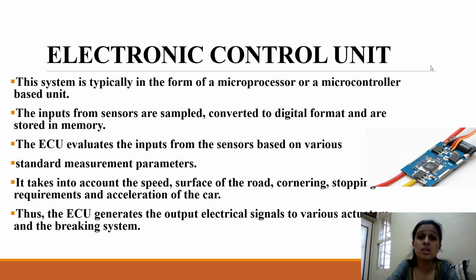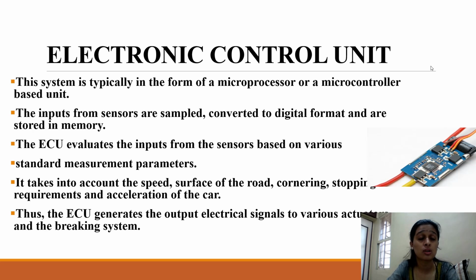Now the ECU is going to calculate all these inputs from the sensors and evaluate all these things. Then we have some standard measurement parameters which are described by the automotive board. Based on the standard parameters, it will compare the inputs from the sensors, and accordingly it will set the measurement or evaluation parameters.